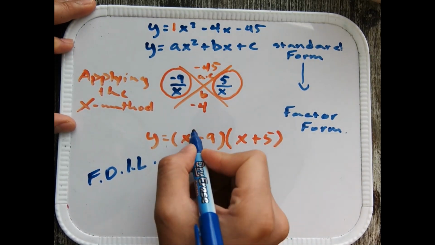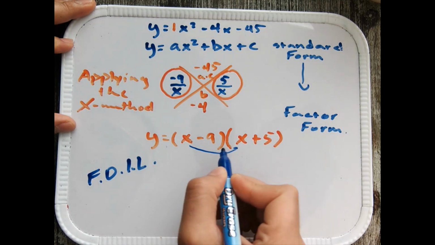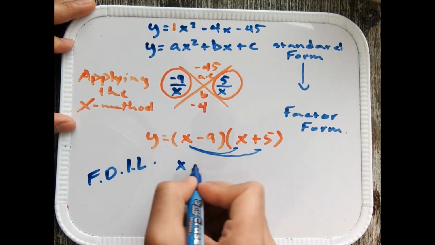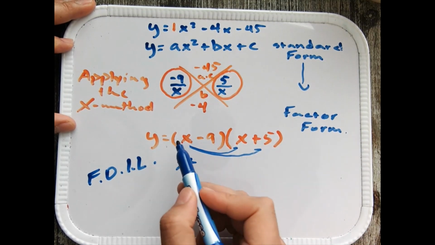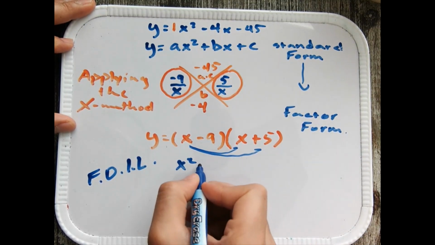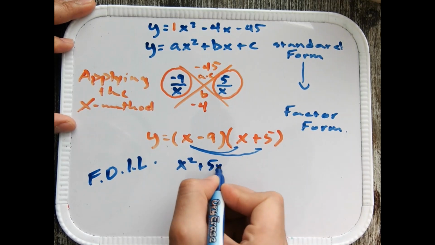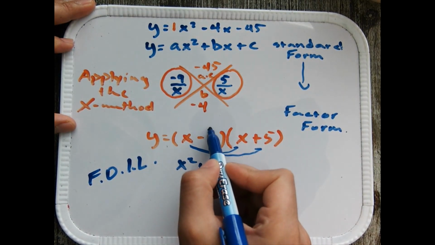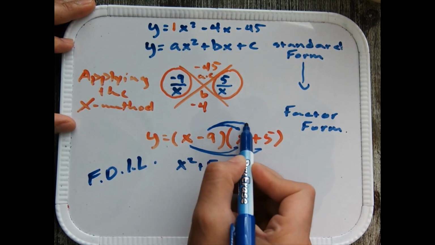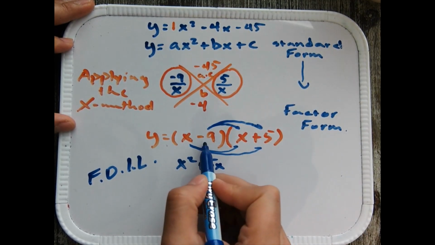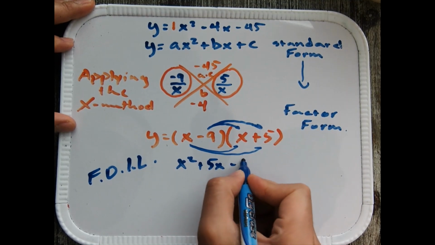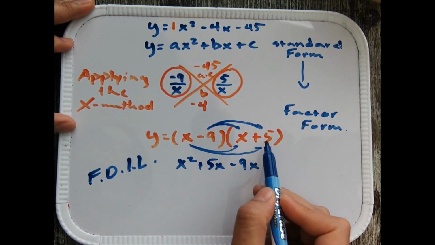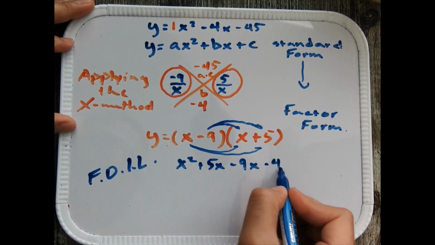So what I'm going to do is x times x and x times 5. x times x is x squared. x times positive 5 is positive 5x. Now I'm going to distribute the negative 9: negative 9 times x and negative 9 times 5. Negative 9 times x is negative 9x. Negative 9 times positive 5 is negative 45.